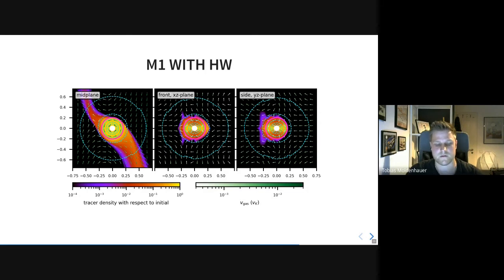And another thing to notice is that the atmosphere becomes a bit smaller. So if you look at this purple radius that is displayed here, I think it's a bit hard to see on this figure, but it's smaller than it was previously.